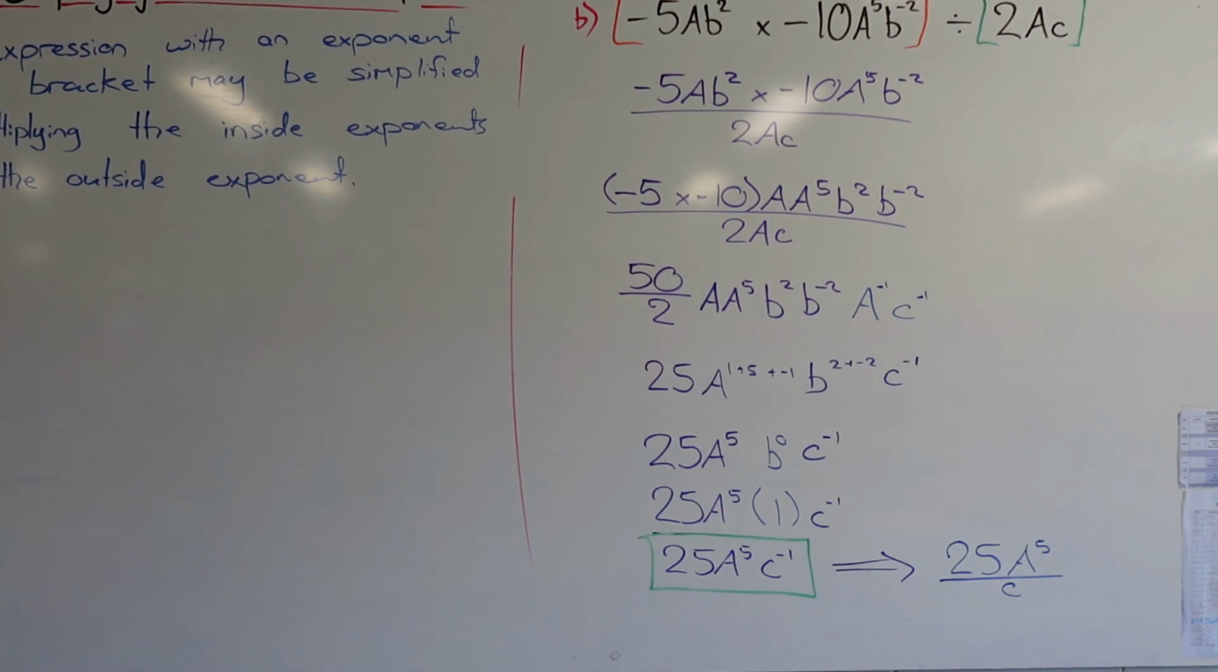So what we're going to do today is look at how we can simplify expressions where we have an exponent on a set of brackets. Now, the rule that we can use for this is: an expression with an exponent on a bracket may be simplified by multiplying the inside exponents with the outside exponent. What does this look like?